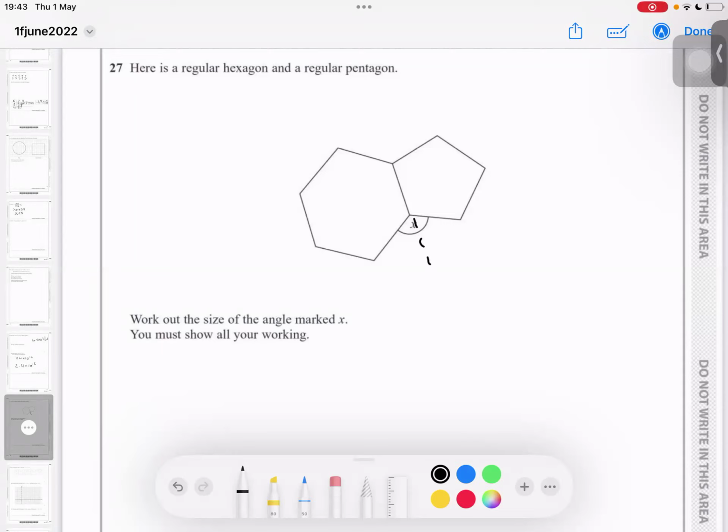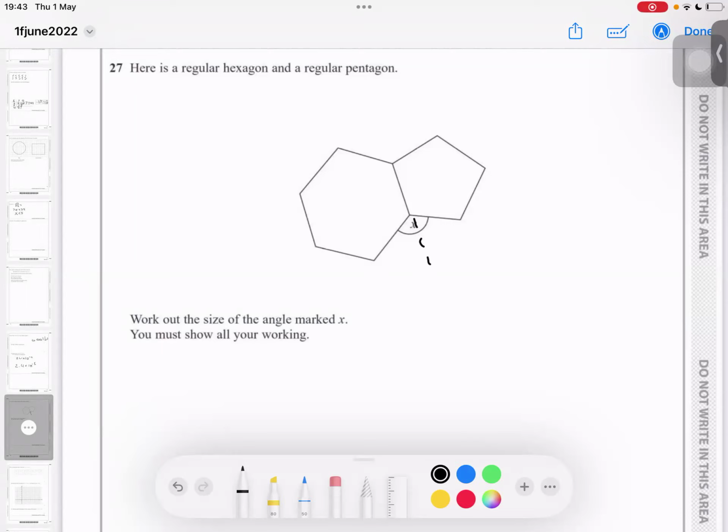All the things are equal: equal sides, equal interior angles, equal exterior angles. So I can confidently say that one exterior angle of the hexagon is 360 divided by 6. Did you get that? Yes. So that's going to give me 60, isn't it? Yes, yes.